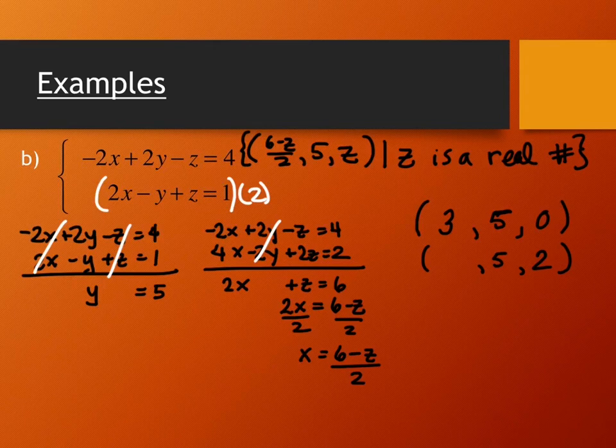So let's try 2. If I plug in 2, 6 minus 2 would be 4, and then 4 divided by 2 would be 2. So we get 2, 5, 2. And then, again, choose something nice. It might be nice to actually just let z be 6. If I let z be 6, we'd have 6 minus 6 on top, divided by 2, and that would be 0. So that would be 3 possible solutions.